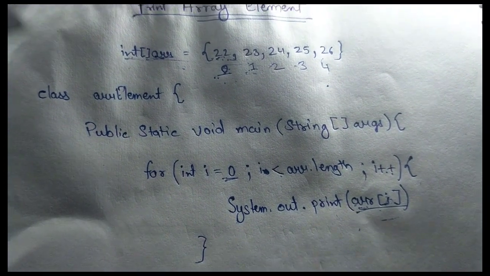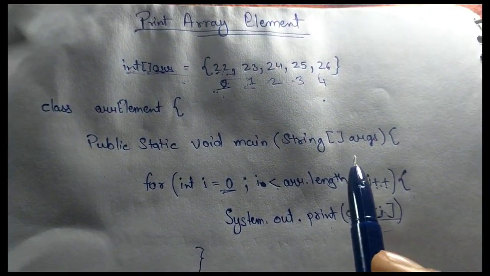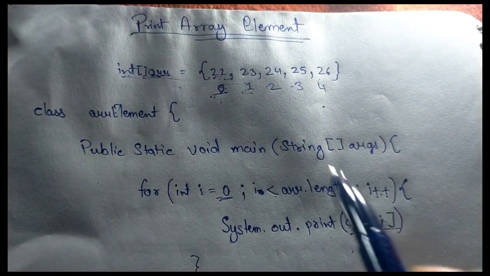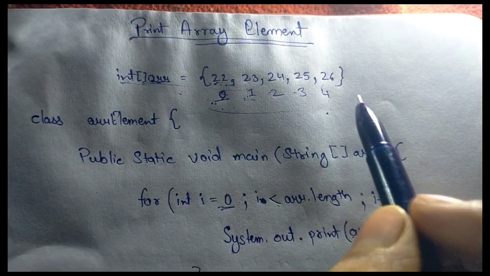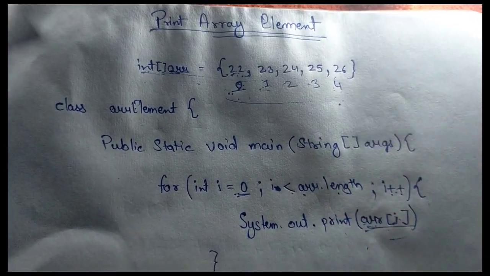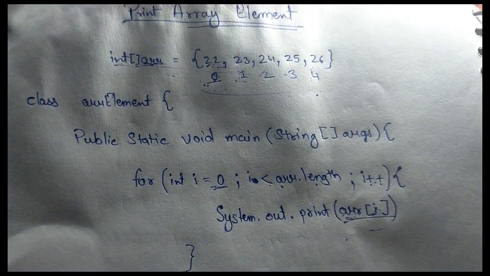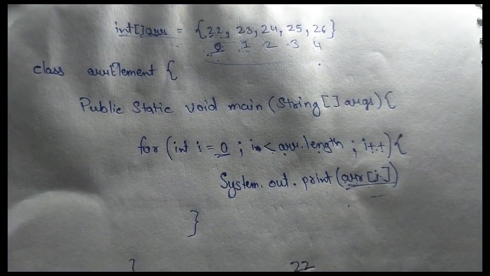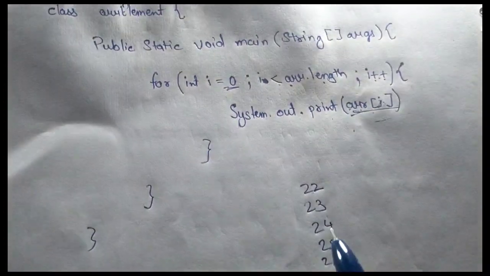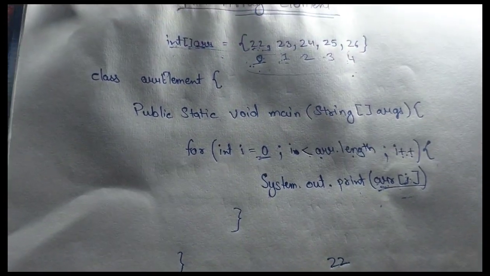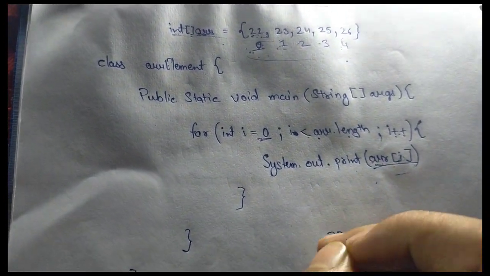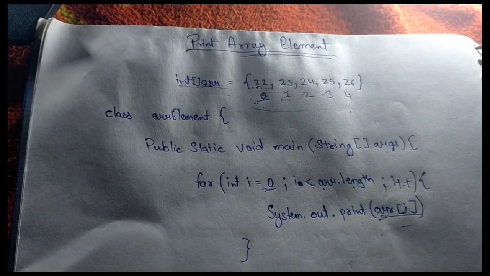After that it will again come back, and in that way the loop will go till array dot length and it will print all the values of that array. So it is a very easy program to print array elements.